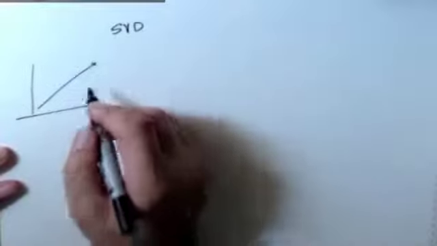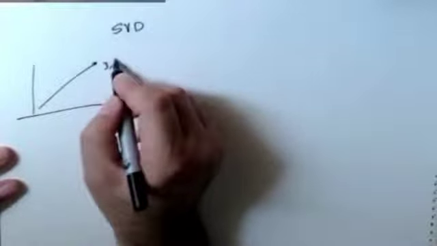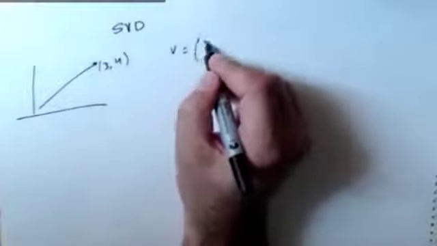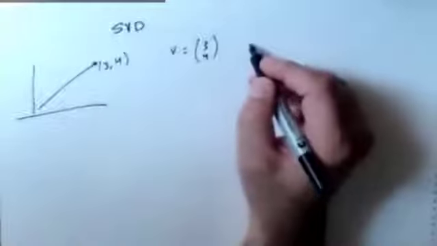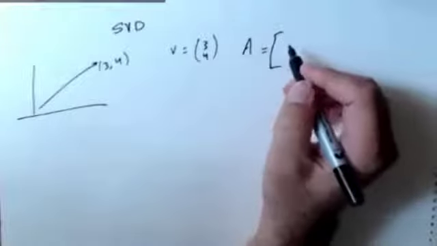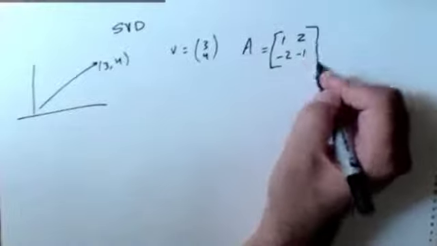We first need to understand what happens when we multiply a vector by a matrix. Let's suppose we have this vector in some xy plane, and this point is (3, 4). Let's call V the vector (3, 4). And let's suppose I have a matrix A that is [1, 2; -2, -1].